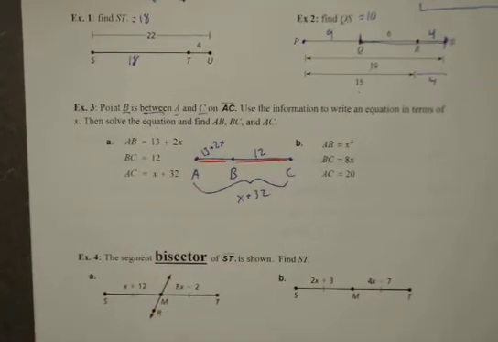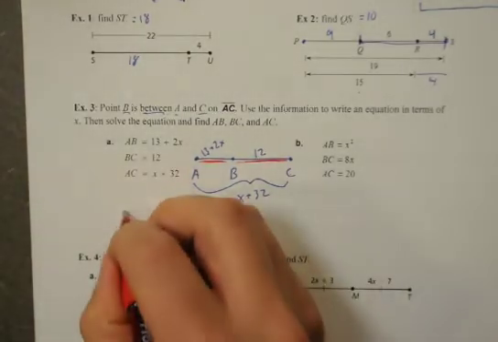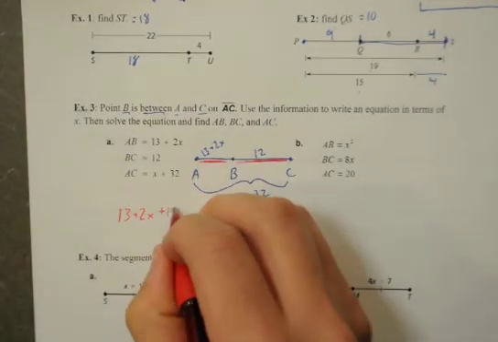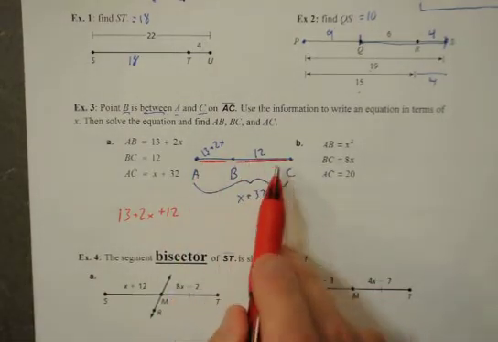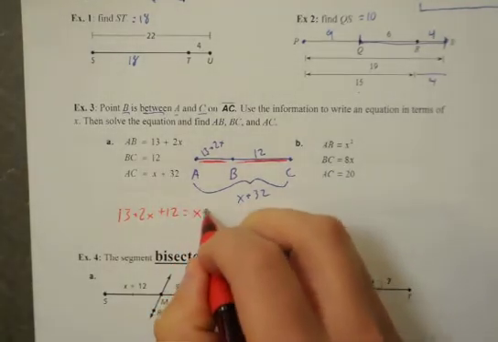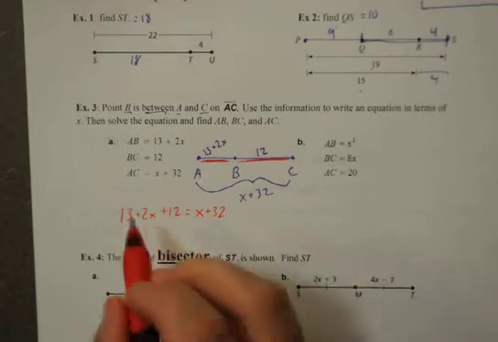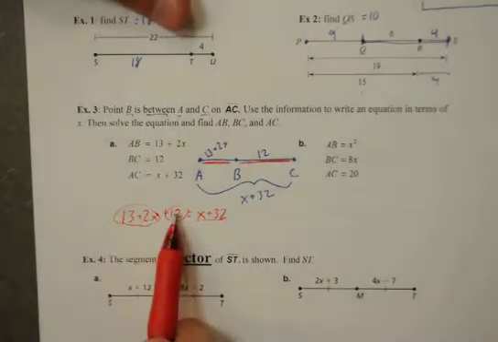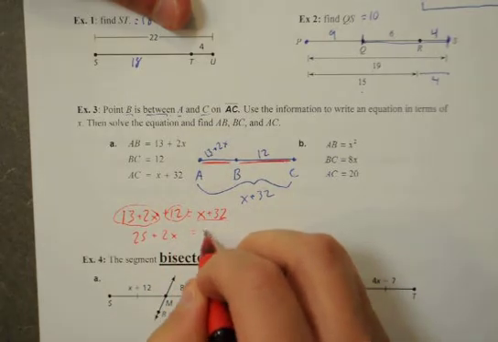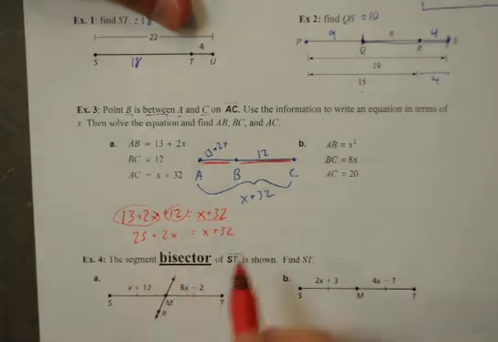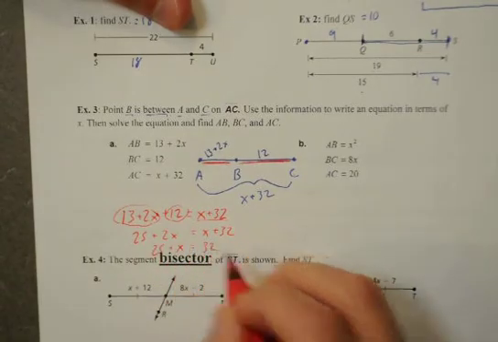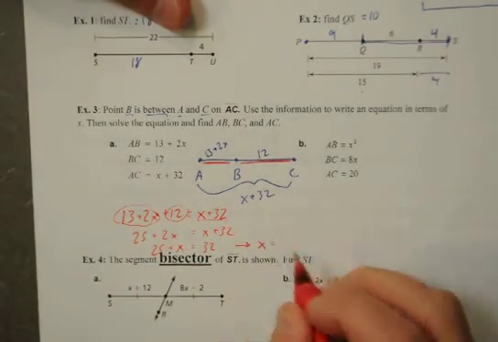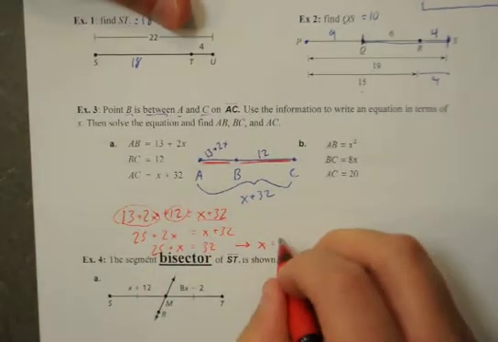So here's the equation. The equation looks something like this: 13 plus 2x, so this piece, plus 12, this piece. So if I add these two pieces together, it should equal x plus 32. There we have it. That's our equation. I've got my two pieces, and it adds up to the entire length of x plus 32. So now do your algebra. 13 plus 12 is 25. Subtract that x over, so that's 2x minus x. And now subtract the 25 over. When I subtract 25, 32 minus 25 is 7.